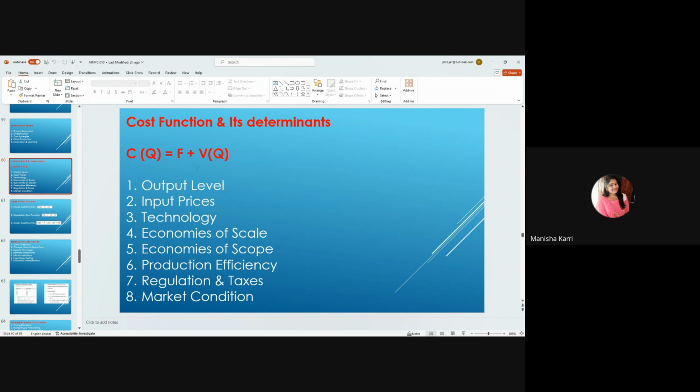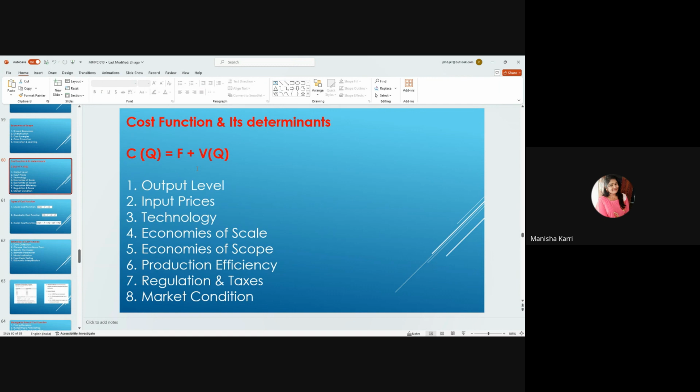Later, production efficiency. This is how the firm converts inputs into outputs, and it affects the cost function. Higher efficiency generally reduces waste and costs. Next, another one is regulation and taxes. Government regulations, taxes, and subsidies can alter production costs. Some regulations can increase costs, while some subsidies might reduce them.